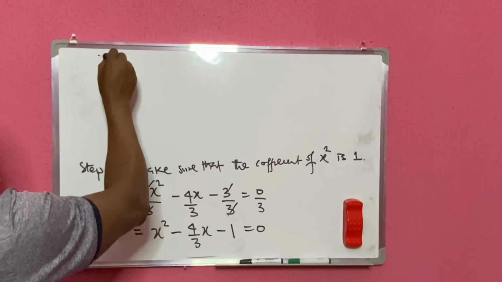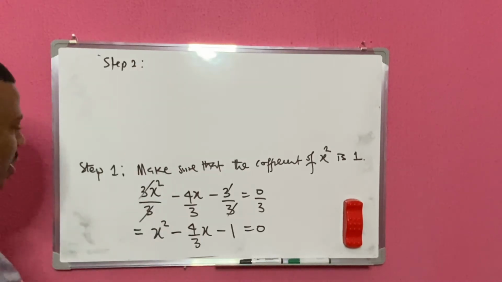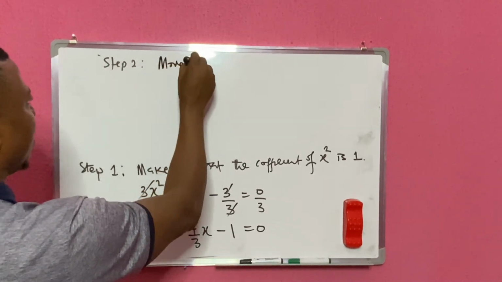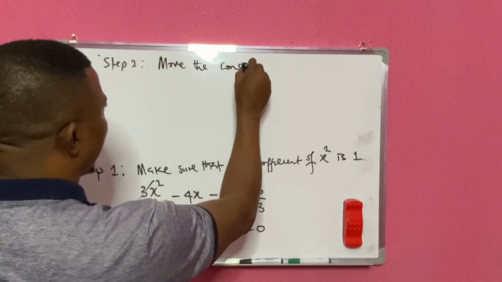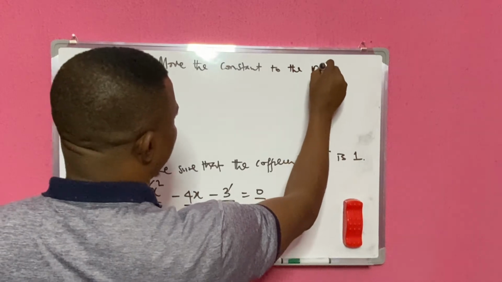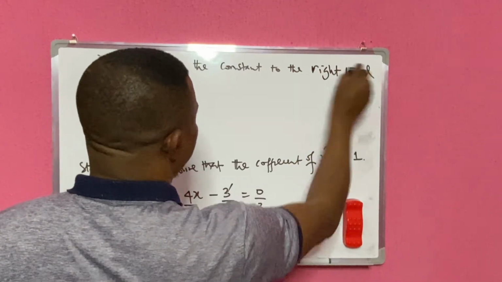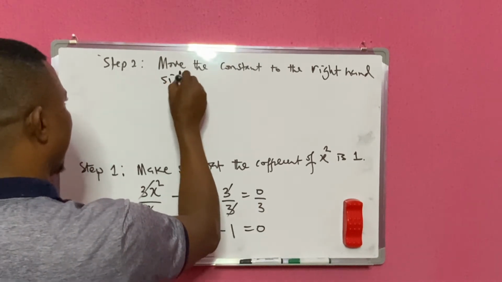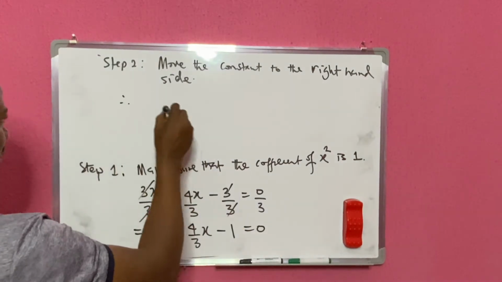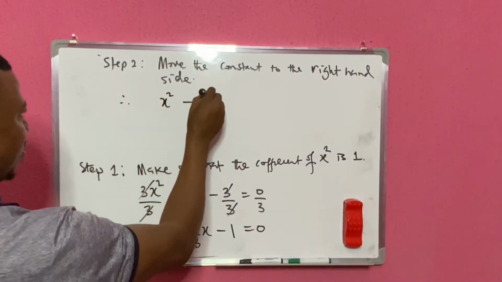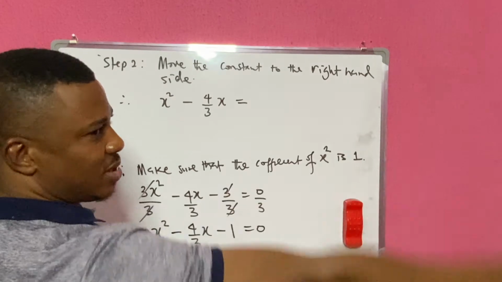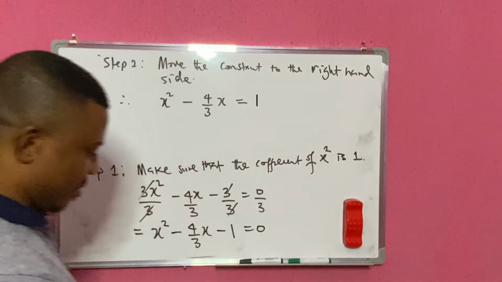Step 2: move the constant to the right hand side, that is across the equality sign. You have, therefore, x squared minus 4 over 3 x equals, when I move minus 1 across the equality sign, I have 1. Beautiful.